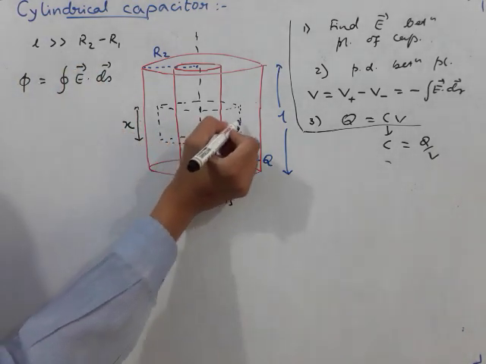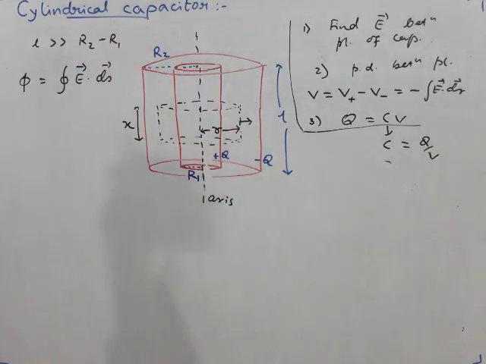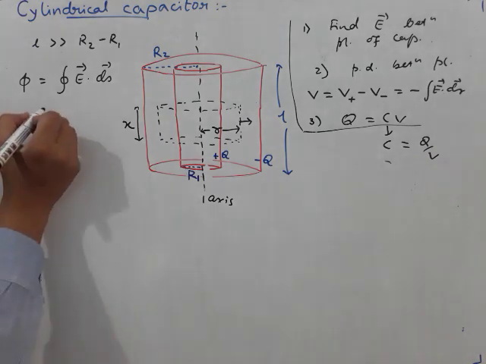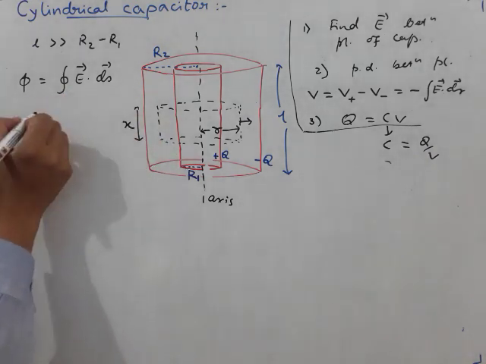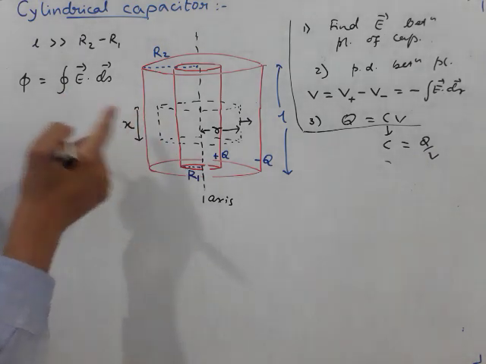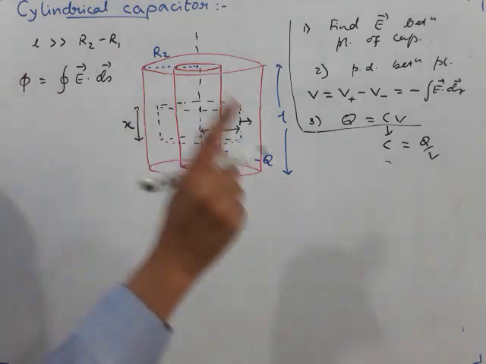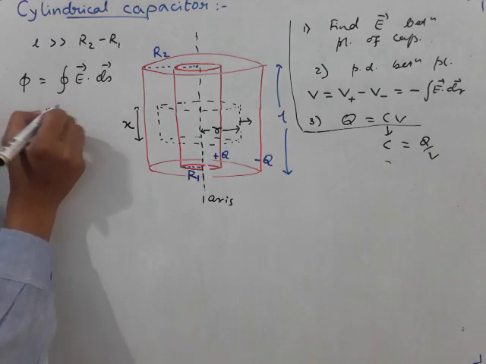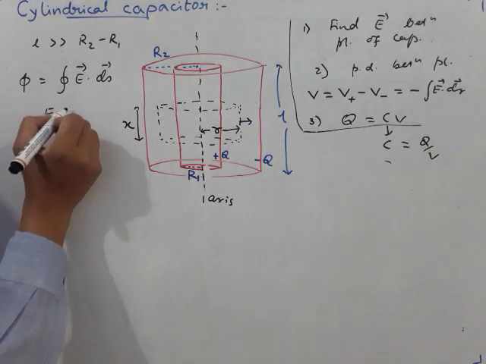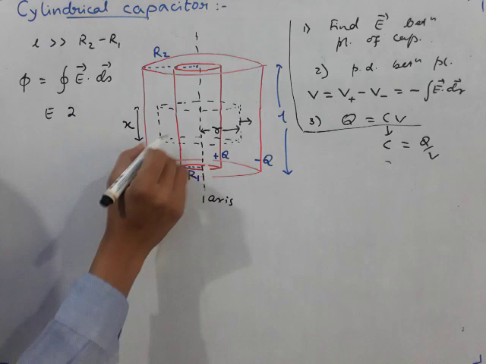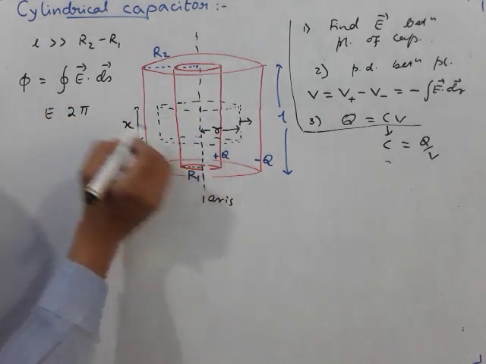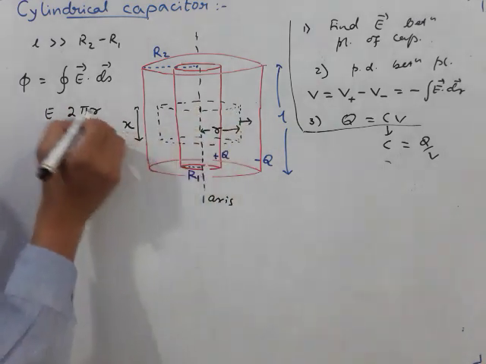Now by symmetry, the electric field at this point must be directed radially. The ds vector is also directed in the same direction. So E and ds are in the same direction, so we get E into ds. But E at all the points on this curved surface will be the same. So E you can take out, and this curved surface area becomes how much? Perimeter of base into height. Perimeter of base will be 2 pi into this radius, that is r, and into height. Height is how much? x.